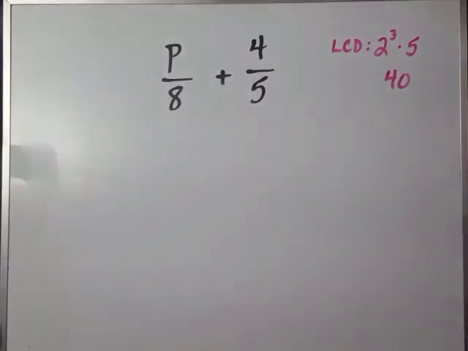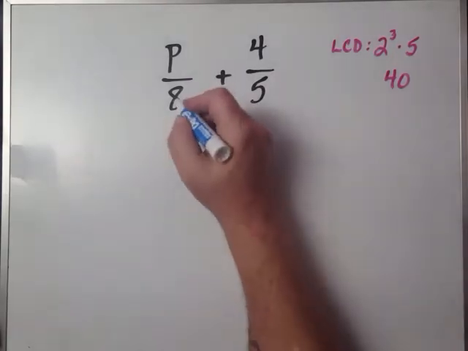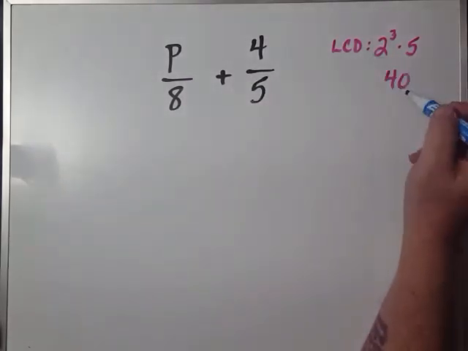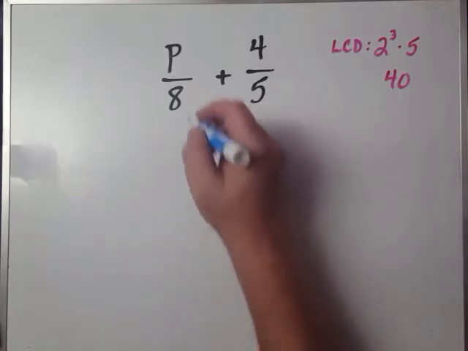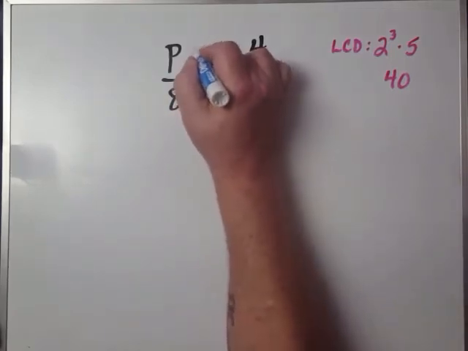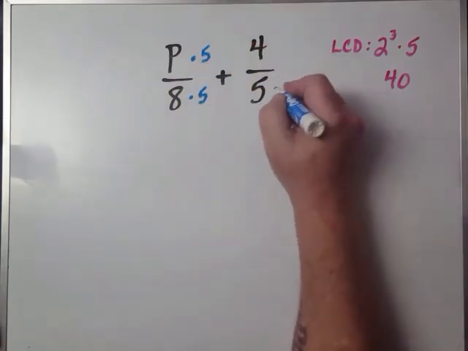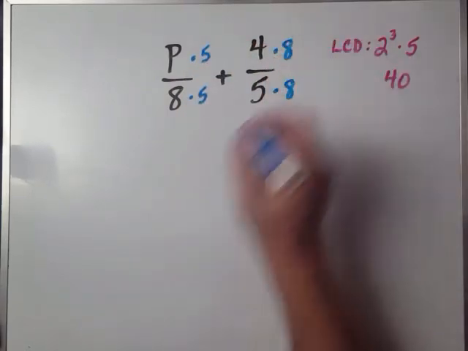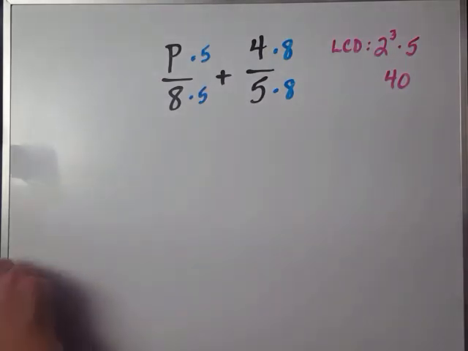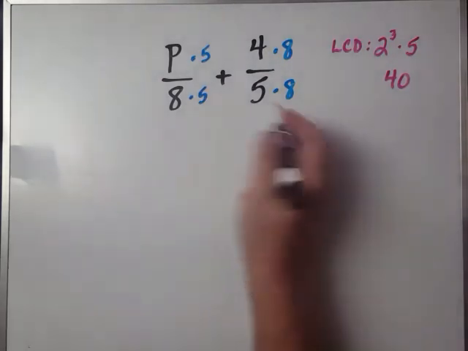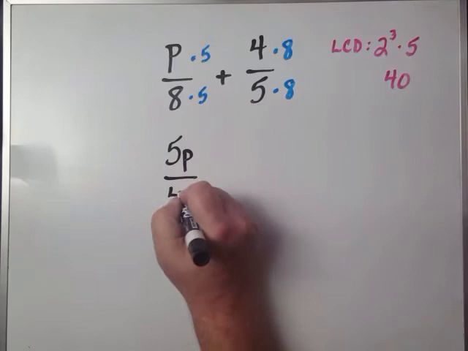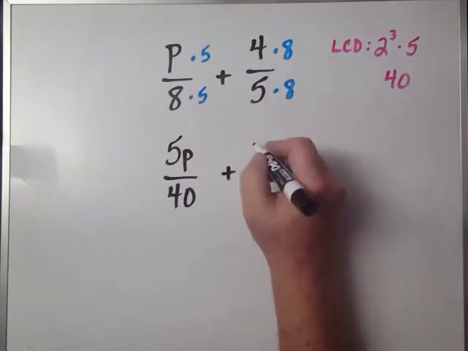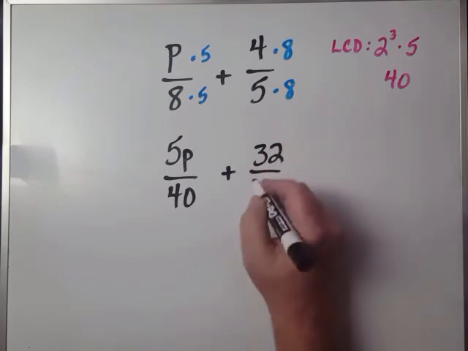Now I change my denominators to be that least common denominator by asking what's missing. When we find the LCD, we're discovering what can these both be turned into. And then we ask the question, what's missing? What turns 8 into a 40? It needs a 5. What turns 5 into 40? We need an 8. And so let's rewrite our rational expressions now with these new denominators. P times 5 is 5p. That's now over 40. Plus 4 times 8, 32 over 40.